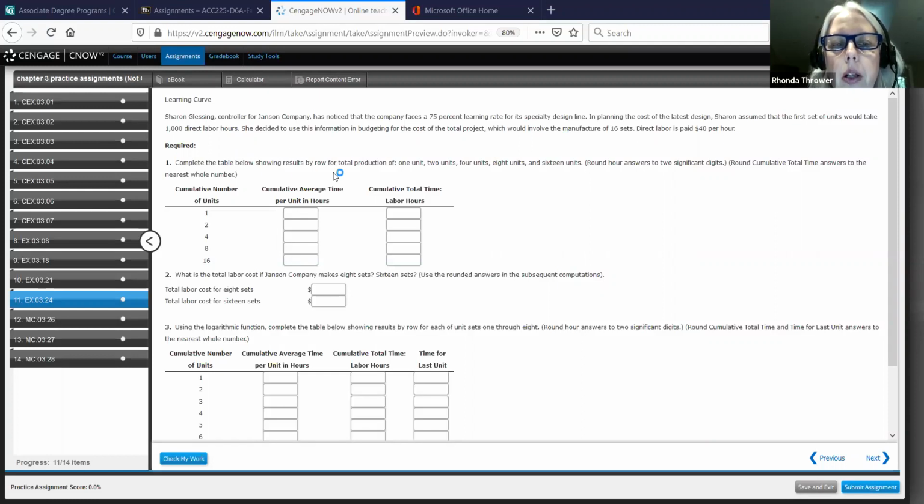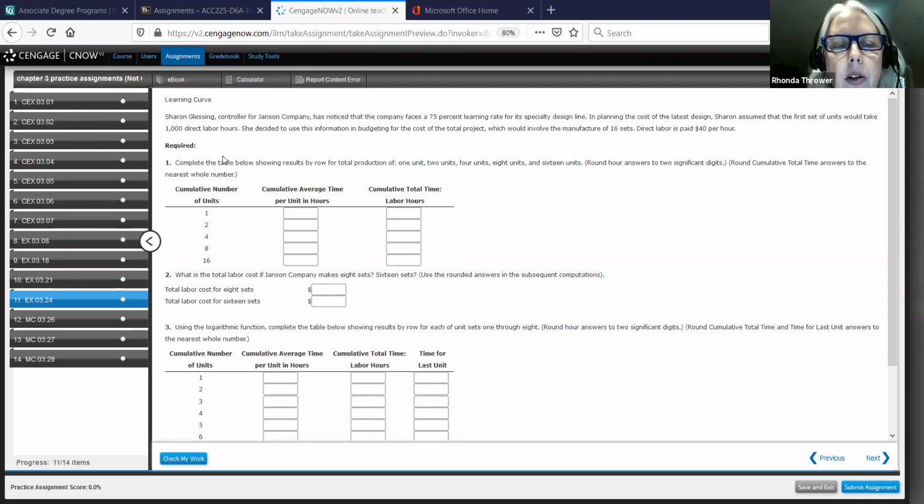Complete the table below showing the results by row for total production of 1 unit, 2 units, 4 units, 8 units, and 16 units. Round your answers to 2 significant digits. Round cumulative time, total time answers to the nearest whole number. It's important that you pay attention to your rounding rules when you're doing this problem.